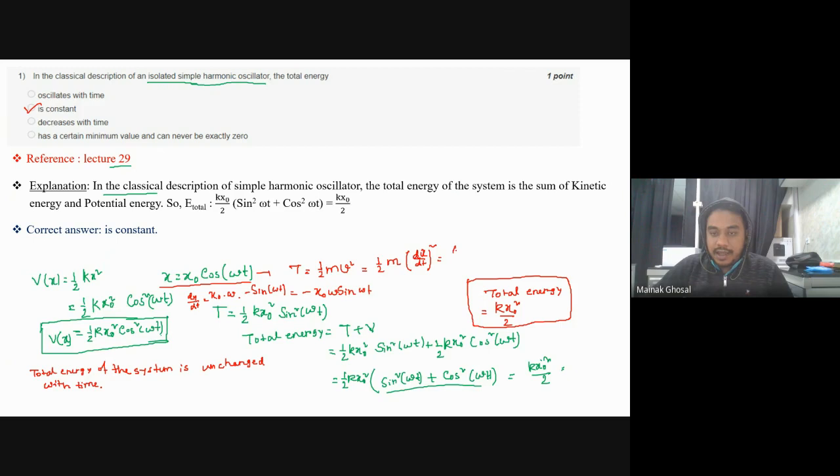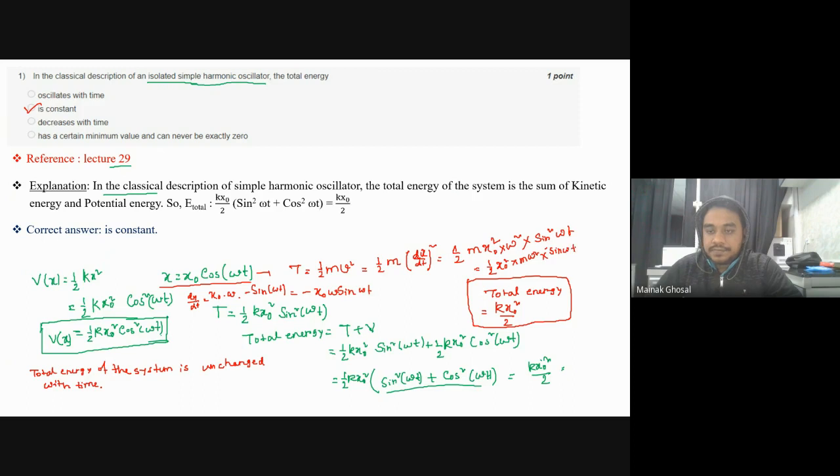So we are left with half m x0 square into sine square omega t. Oh, sorry, that should be an omega square term: x0 square into omega square into sine square omega t. Now from this I can write half x0 square into m omega square into sine square omega t.